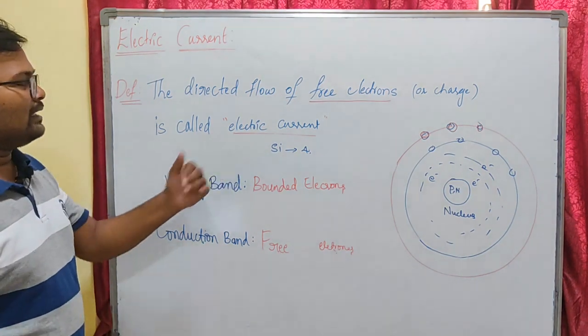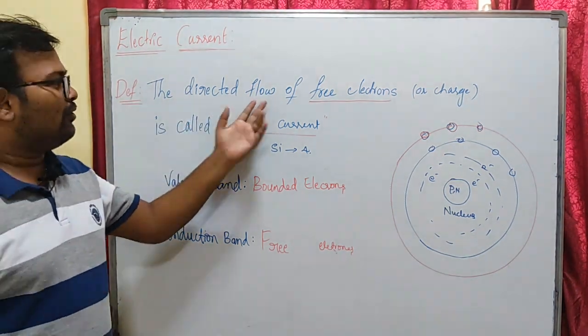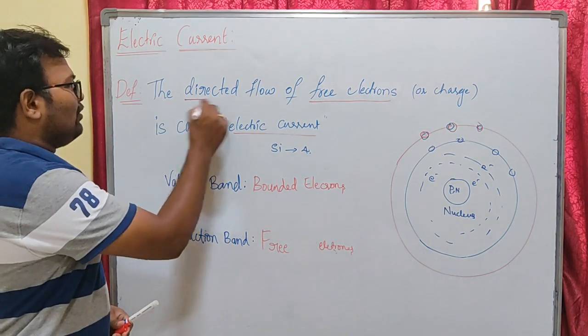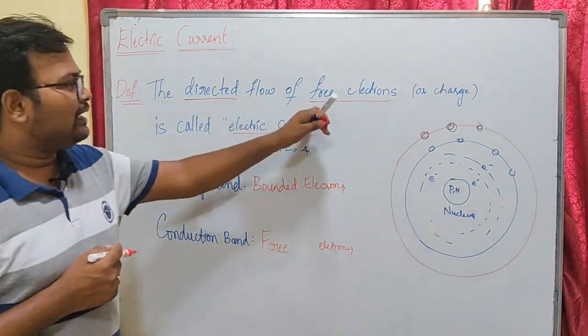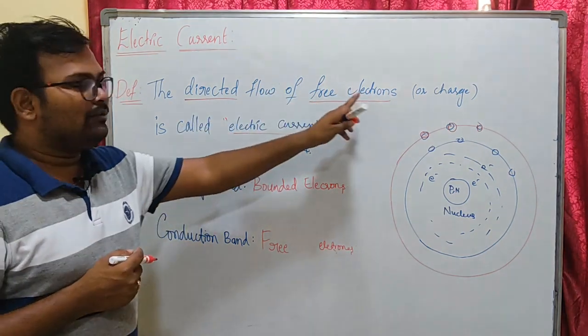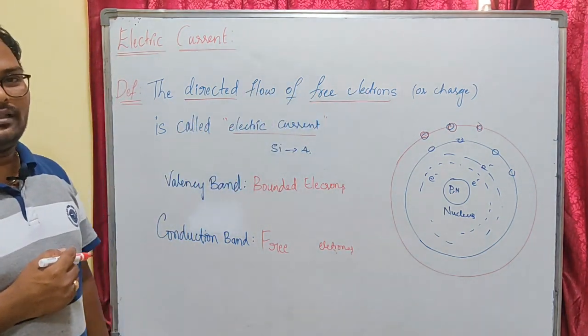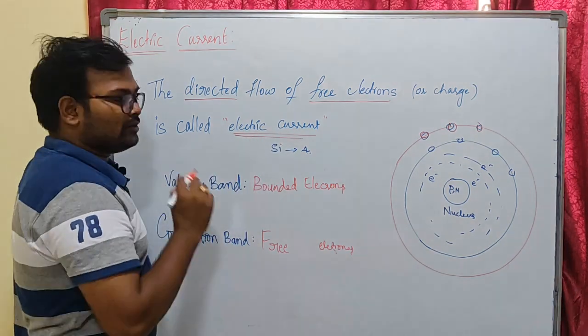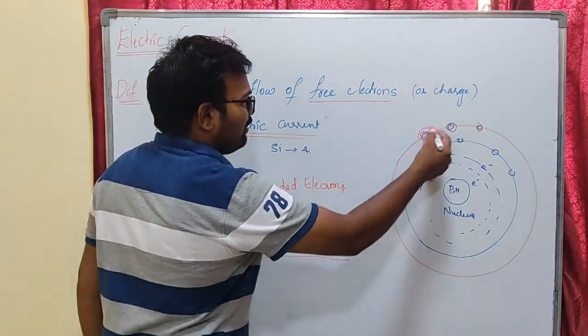So what is our electric current? Our electric current is directed flow. That means there will be a direction of flow of electrons. The directed flow of free electrons, which are charge; an electron is nothing but a charge. The directed flow of free electrons is called electric current. That means the electric current is only due to our free electrons in the conduction band.